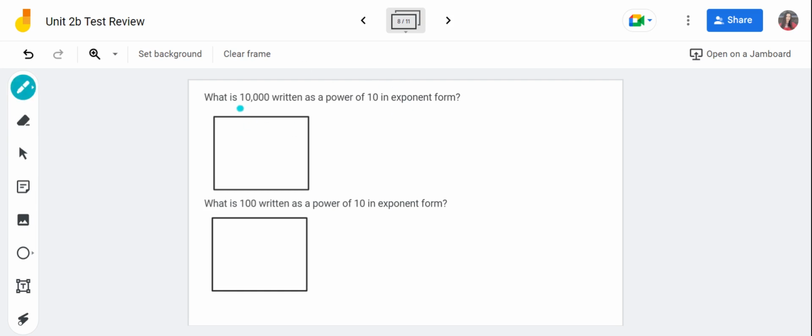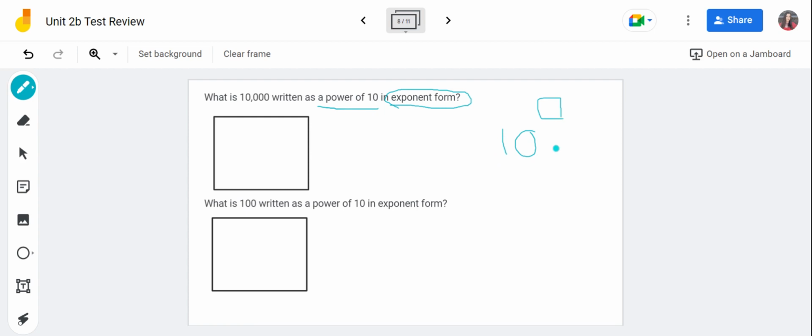What is 10,000 written as a power of 10 in exponent form? So the first thing that I want to remember is an exponent is when you have a base number, let's say like 10, and then you have an exponent or a smaller number at the top that tells you how many times you use this base number.